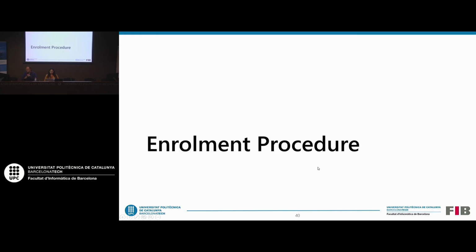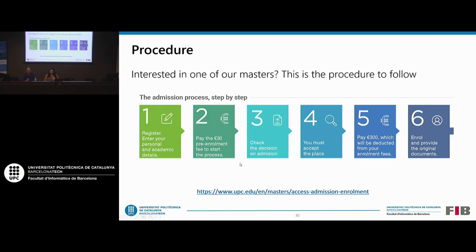Okay, if you are interested in the master, I will explain a bit the enrollment procedure. This procedure is common for all the UPC masters, and basically it's 6 steps. The first one is just registering in our corporative tool for masters and for academic purposes, and basically you need to enter your personal and academic details. Once you have done this, you need to pay a tax of 30 euros, and at the moment that you have finished these 2 steps, your application gets to the selection committee of the master.